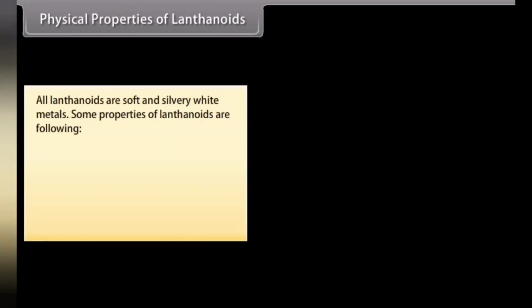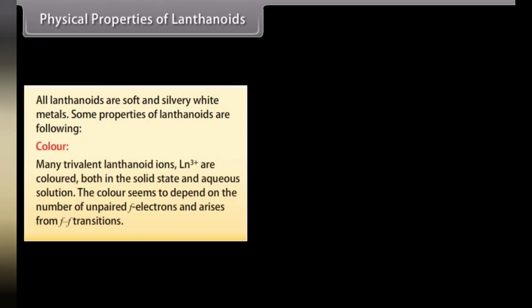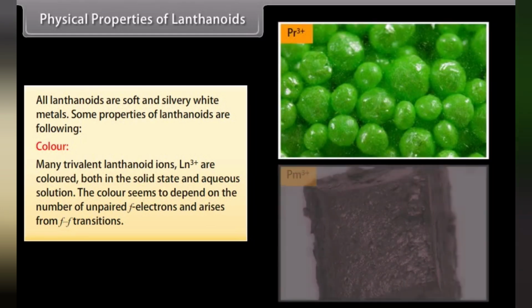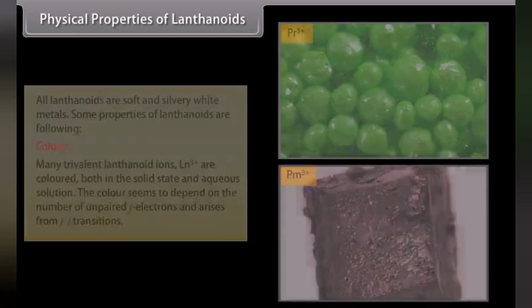Physical properties of lanthanoids. All lanthanoids are soft and silvery white metals. Some properties of lanthanoids are following. Color. Many trivalent lanthanoid ions, Ln3+, are colored both in the solid state and aqueous solution. The color seems to depend on the number of unpaired f electrons and arises from f to f transitions. For example, Pr3+ is green and Pm3+ is pink.